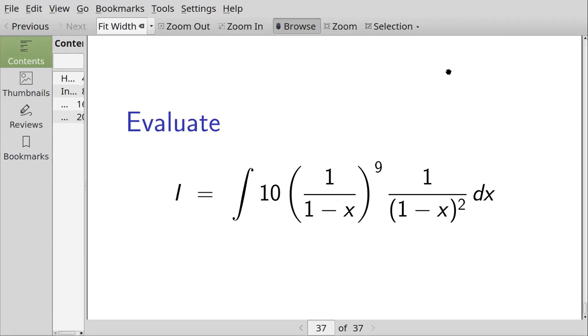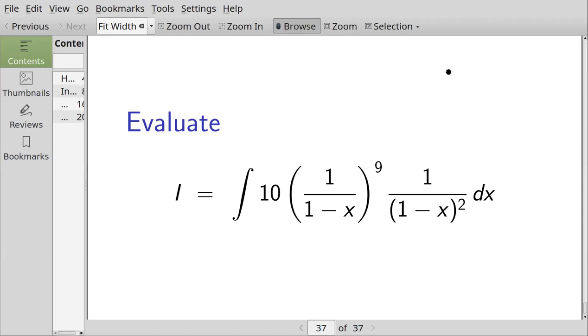Okay. All right. So, one possibility is u equals 1 over 1 minus x. The other possibility is u is equal to 1 over 1 minus x to the 10. Yes, sir, but if you do it by u equals 1 over 1 minus x, then what would be the final form in terms of u? Well, this integrand then becomes 10 u to the 9 du, which is equal to u to the 10 plus c, which is equal to 1 over 1 minus x to the 10 plus c.